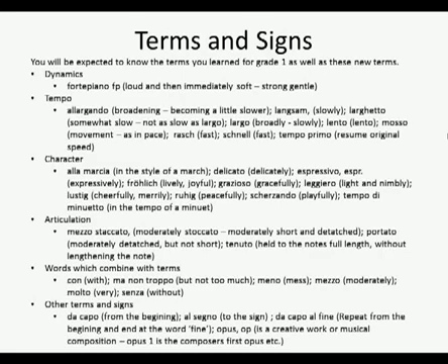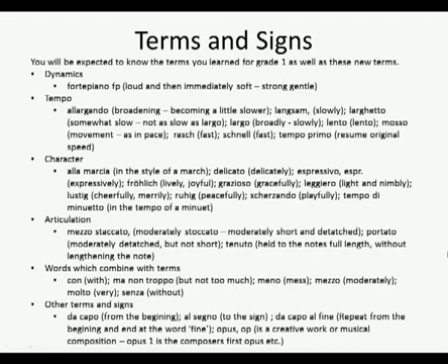Okay, on to character markings. These obviously tell you with what character or emotion or style to play the piece. Alla marcia means in the style of a march. Delicato means delicately. Espressivo, often shortened to espr., means expressively. Fröhlich means lively or joyfully. Gracioso means gracefully. Leggero means light and nimbly. Lustig, cheerfully or merrily. Ruhig, peacefully. Scherzando, playfully. Tempo di minuetto means in the tempo of a minuet.